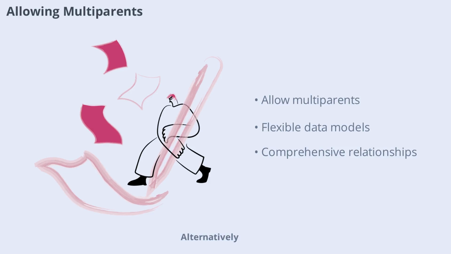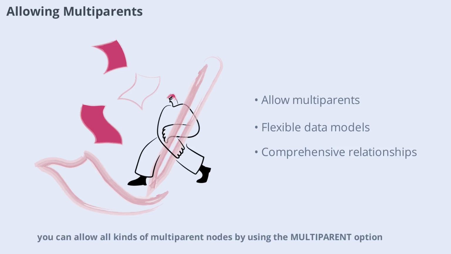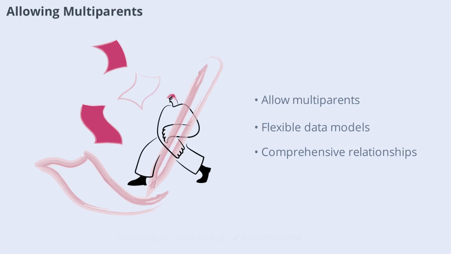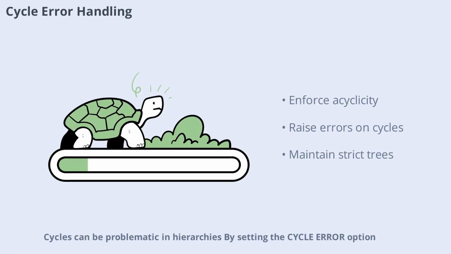Alternatively, you can allow all kinds of multiparent nodes by using the multiparent option. This is useful in scenarios where your data model permits nodes to have multiple parents, such as in certain organizational or permission structures. The hierarchy function will process these nodes as usual, ensuring all relationships are represented. Cycles can be problematic in hierarchies.